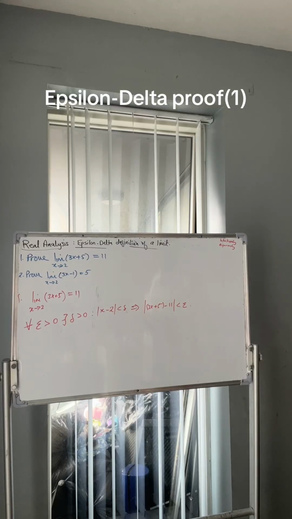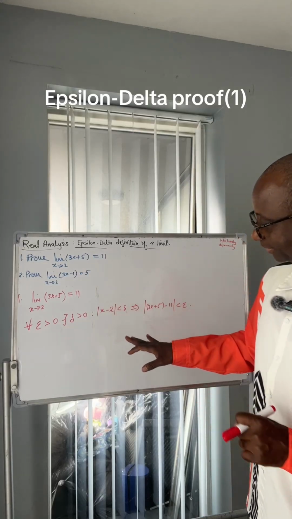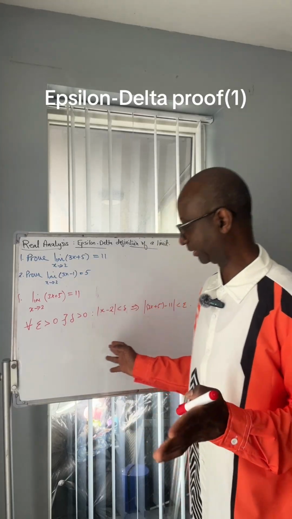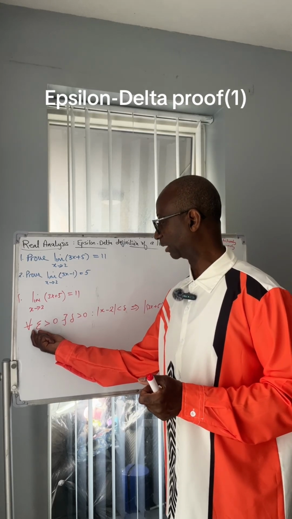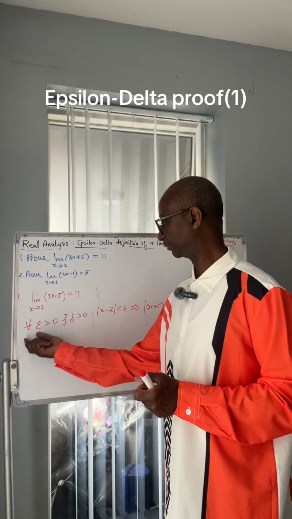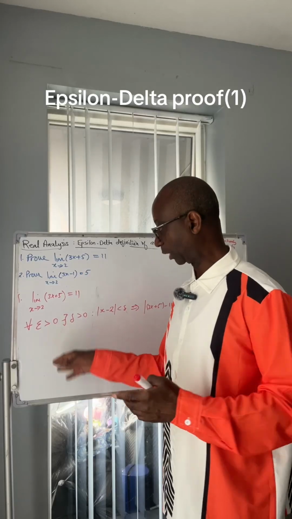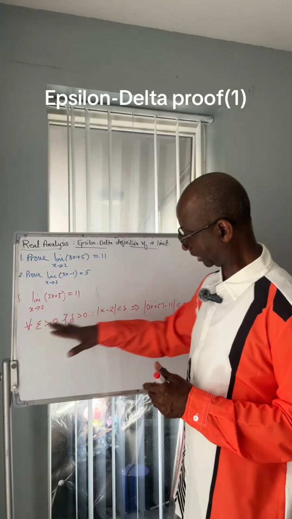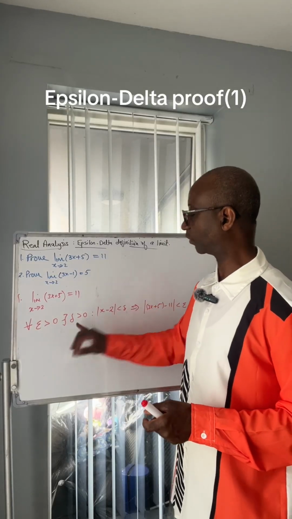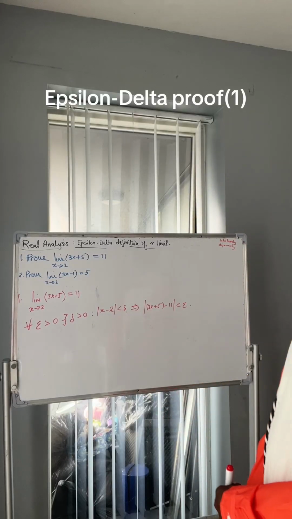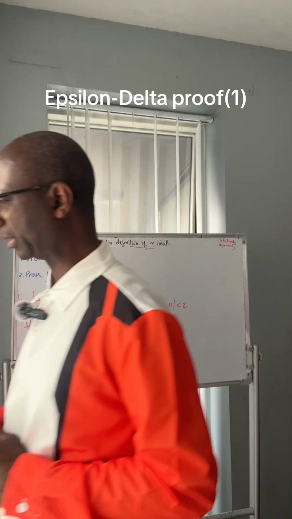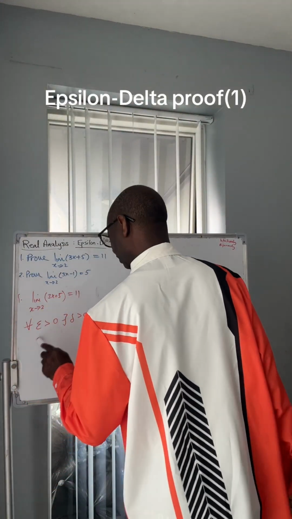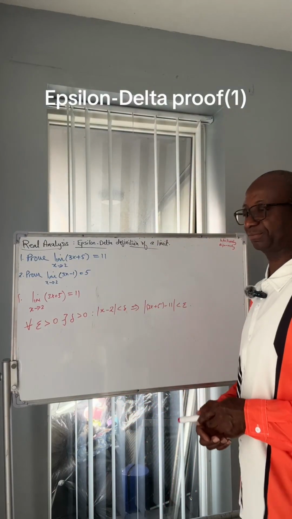So now our next target is to find delta. When you look at this statement, mathematically, this value here is the input, this is the output. You are given this value and you want to find this delta. That is what the definition of epsilon delta of a limit is talking about. You are given this and you want to find this.